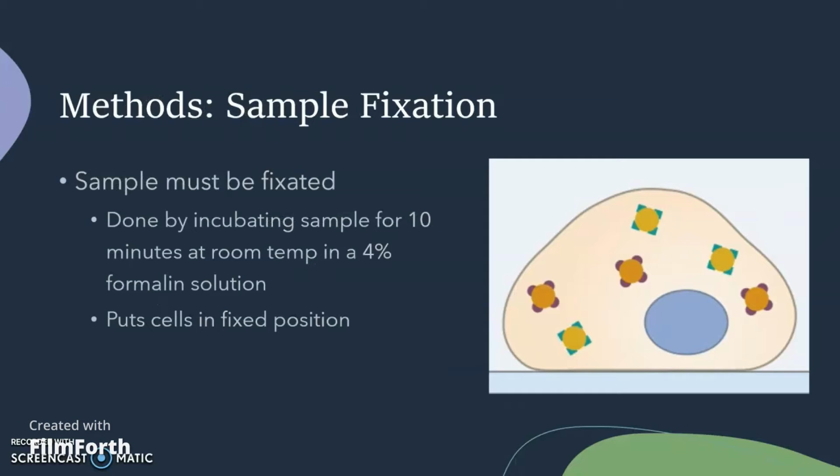All right, so in order to do this, you must fix the sample. And so what this means is you want to make sure that nothing in the cell is moving and it's stayed in a fixed spot. And so this can be done by incubating the sample for 10 minutes at room temperature in a 4% formalin solution. And as stated before, this is going to leave the cells in a fixed position along with their proteins and organelles.